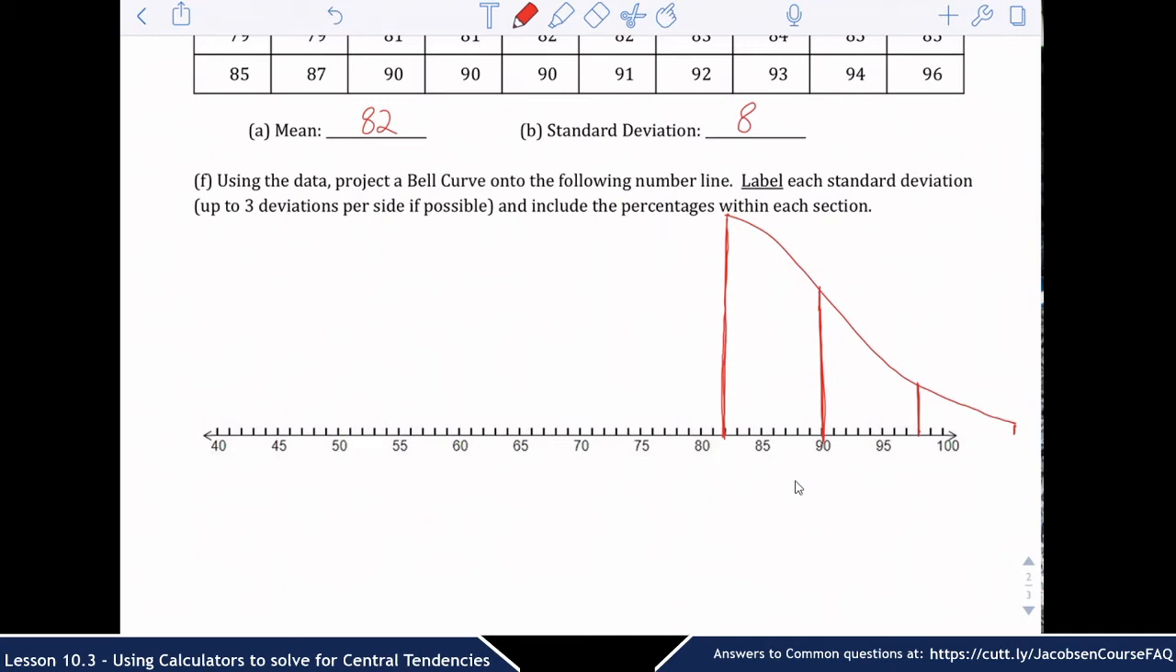Going to the left-hand side of our data, we are now going to be drawing the data to the left. So starting at 82 and going down by 8, we're going to draw a line at 74.